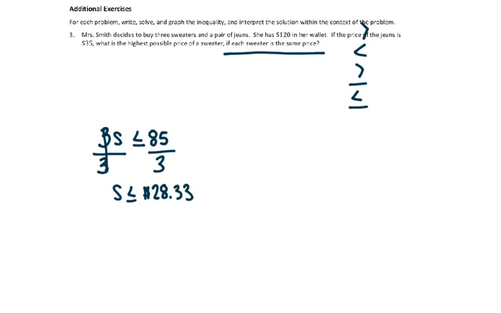$28.33. So this is saying that Mrs. Smith can pay up to $28.33 per sweater, and she will still have enough money to buy everything. But she cannot pay more than $28.33 or she won't have enough money to buy everything. So we're going to write that out.